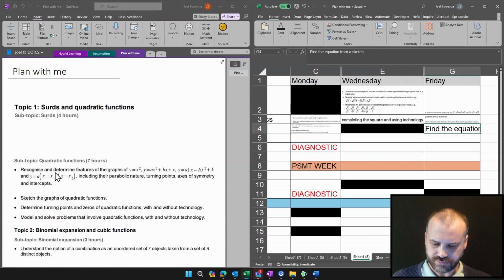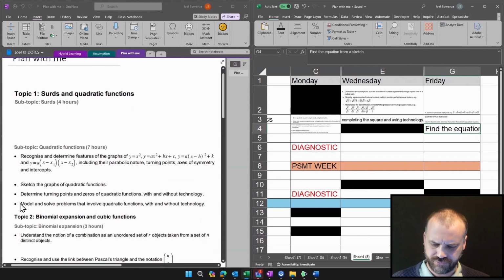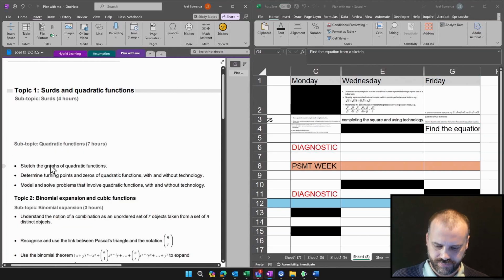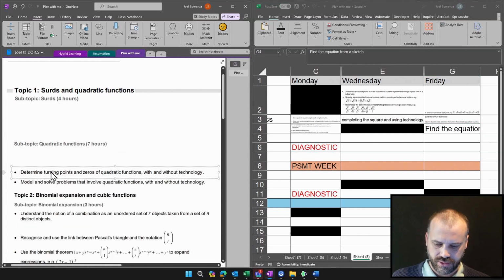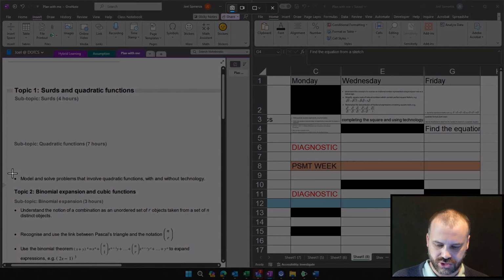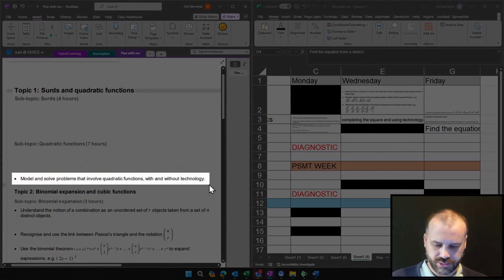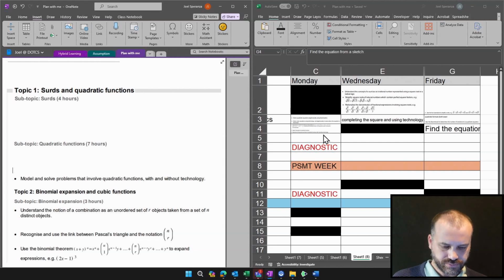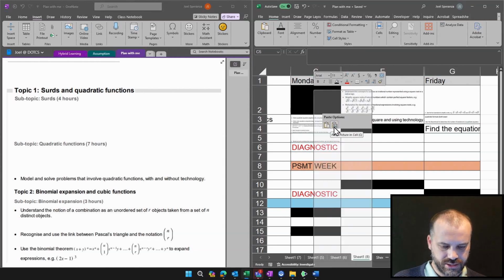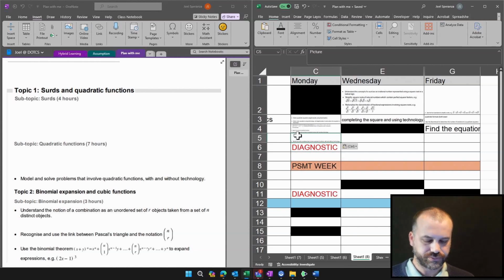Okay, finally, we've got modeling and solving. Let's get rid of everything. We've got: model and solve problems that involve quadratic functions with and without technology. So this is a modeling and problem solving type lesson. We'll put it here and we'll paste the picture into the cell.